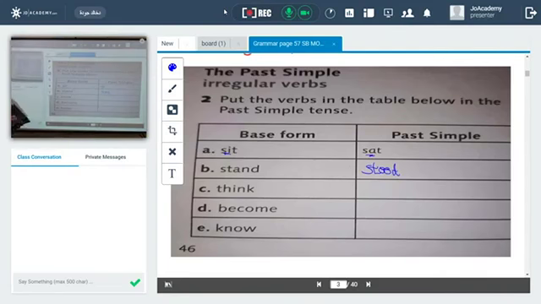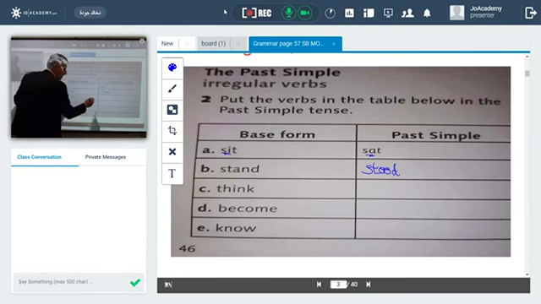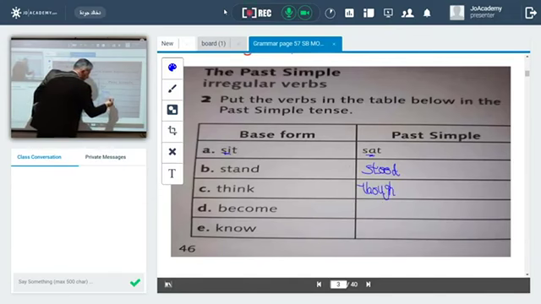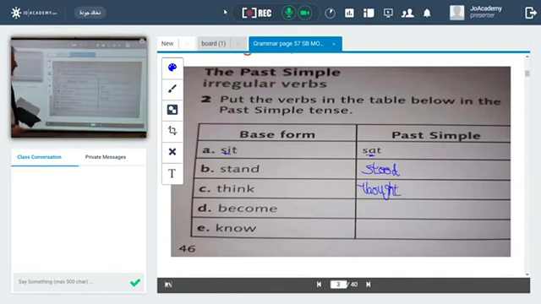And the verb think, you know the verb think, if I think of something, I think, we change it into what? As I told you, we changed it into thought. So it's here. Think becomes thought.